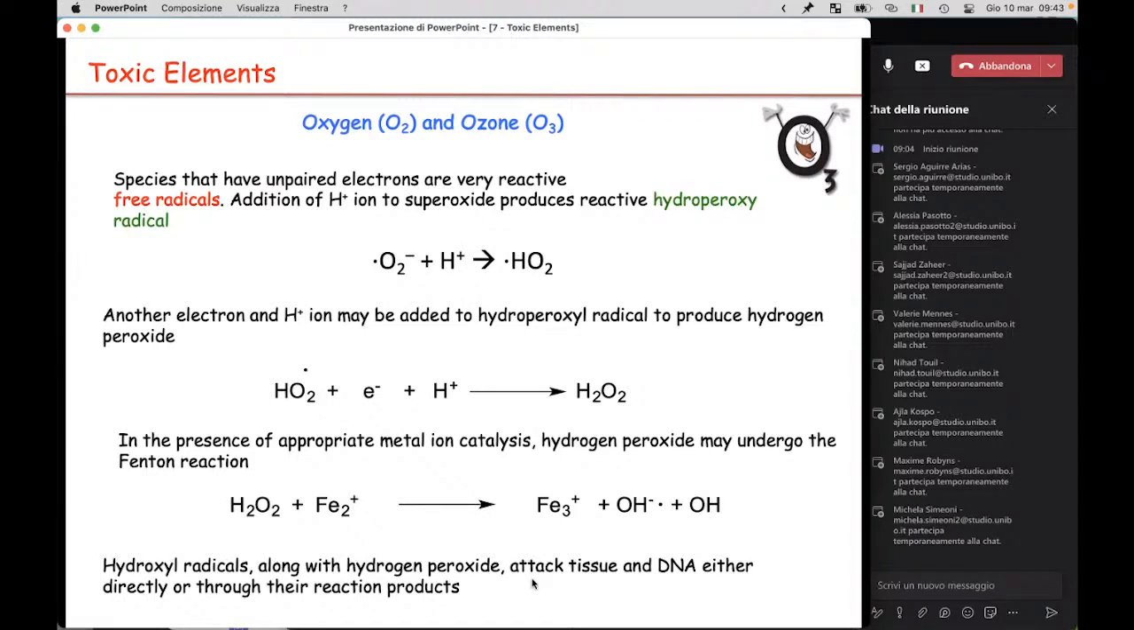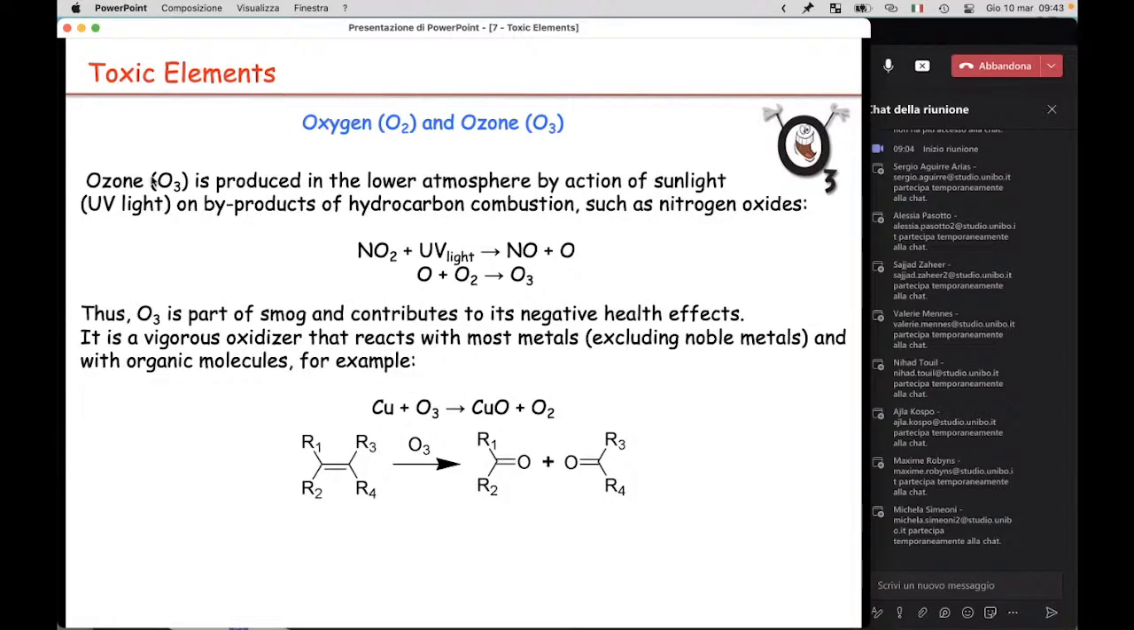Another toxic form of oxygen is ozone. Ozone is present in, let's say, two parts of the atmosphere. In the upper part of the atmosphere, which is called stratosphere, it is naturally produced by the action of UV light. So UV light, of course, is part of the light of the sunlight. Okay, and so every day our stratosphere is impacted by sunlight and thus by UV light.